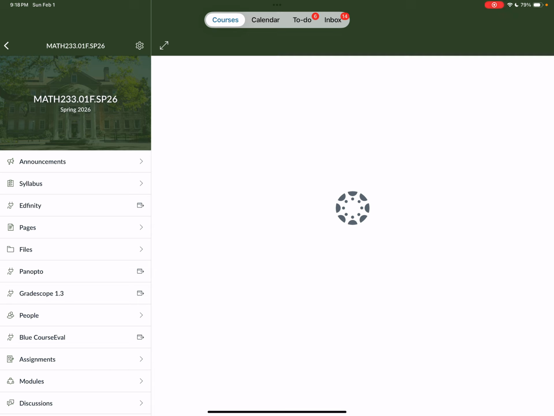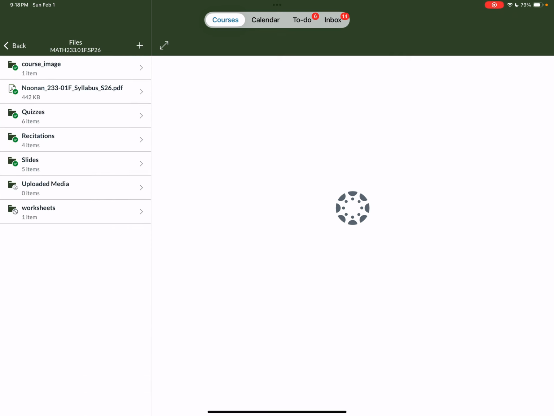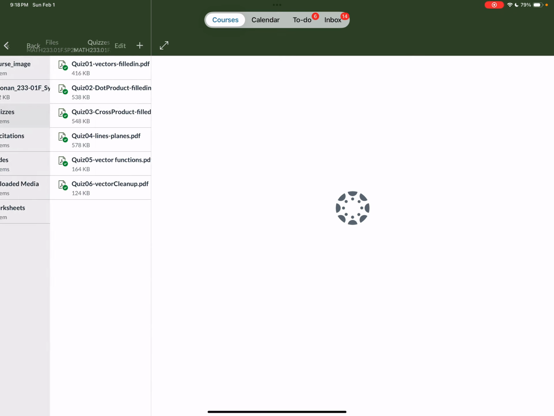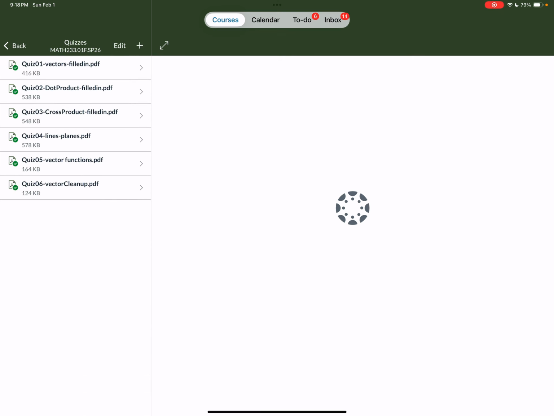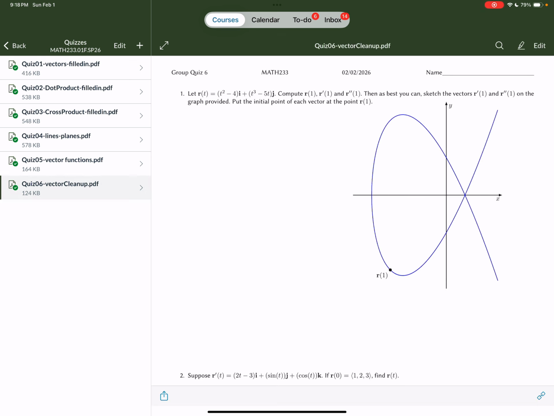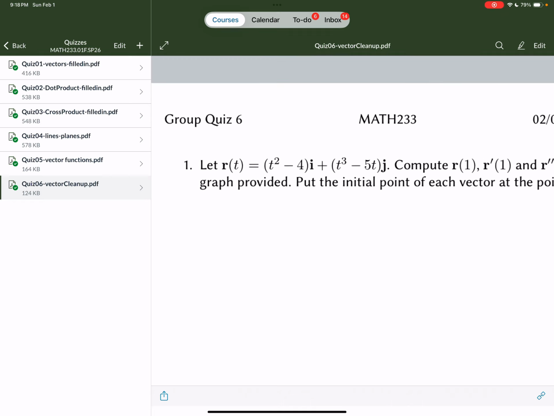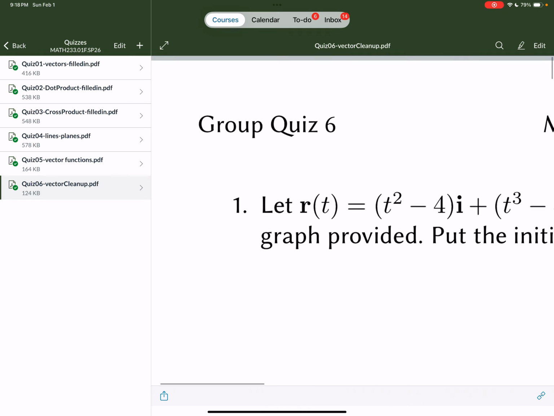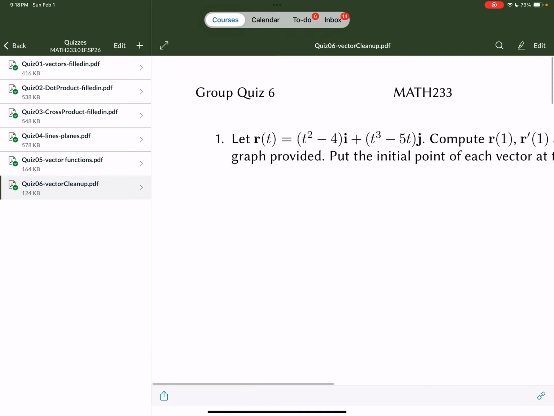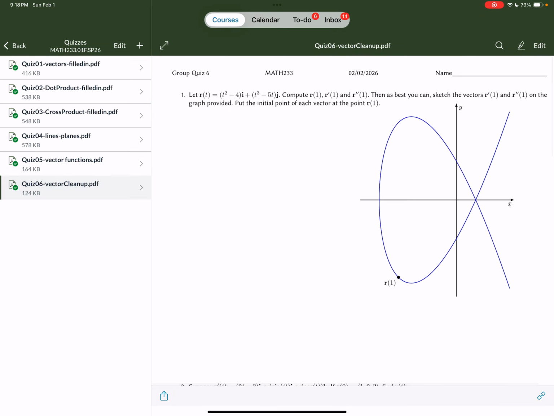Go ahead and go to Canvas, and you're going to go to the Files section, go to Quizzes. You're going to find Quiz 6. This is the quiz I had prepared for you to do today, or whenever it is you're watching this, Monday. And you'll notice I call it a group quiz. I was going to have you do it in groups just to give you a little bit more confidence. But go ahead and download this and give it a try.